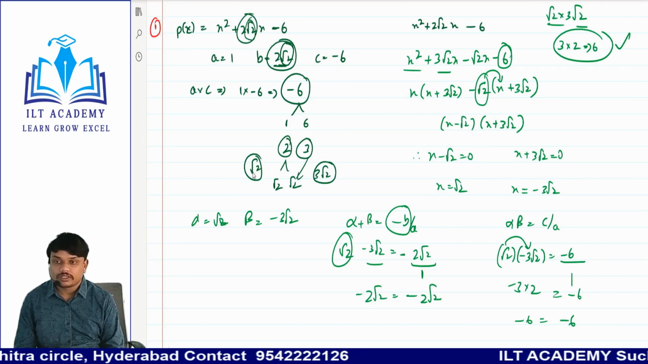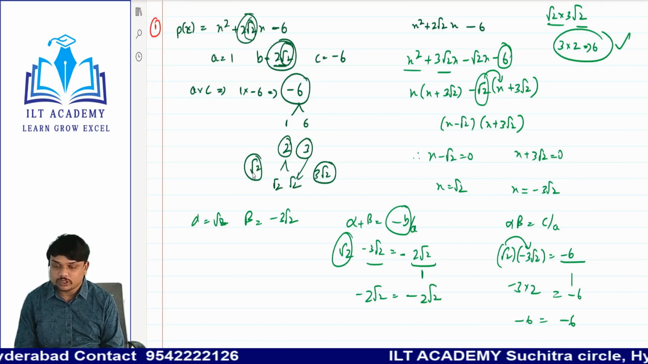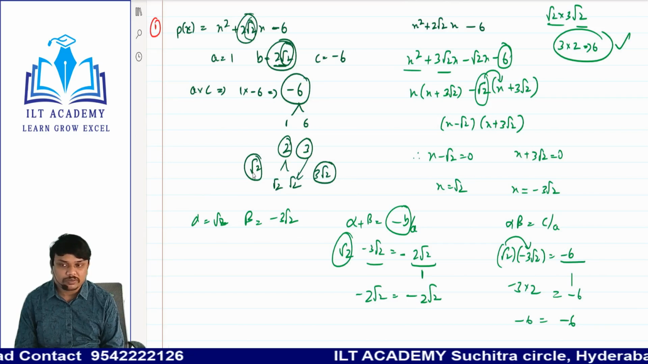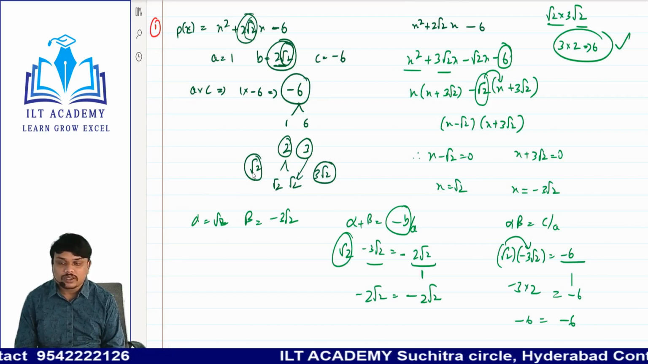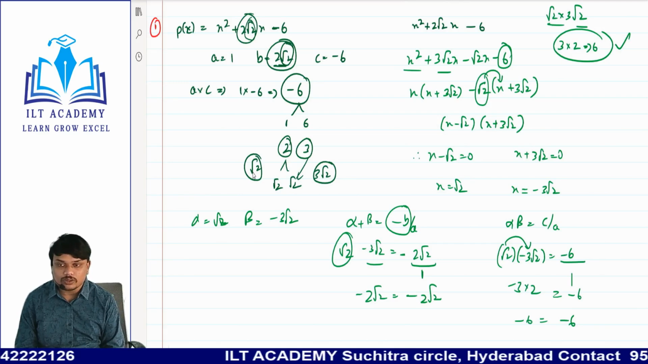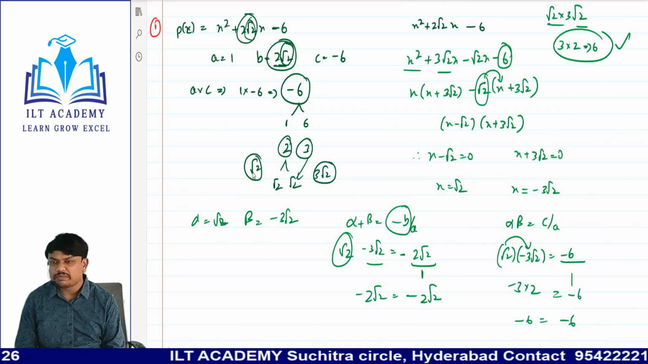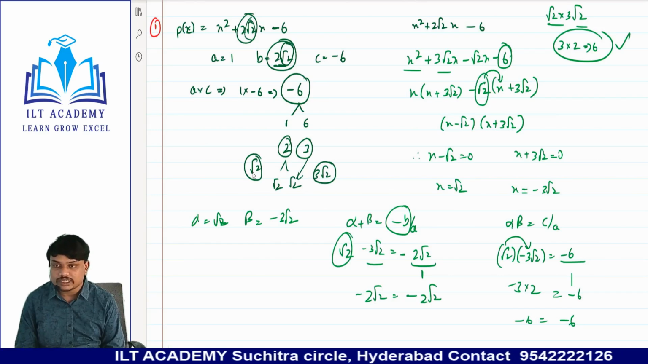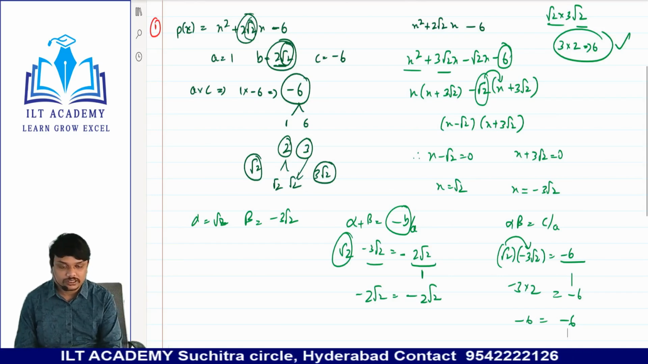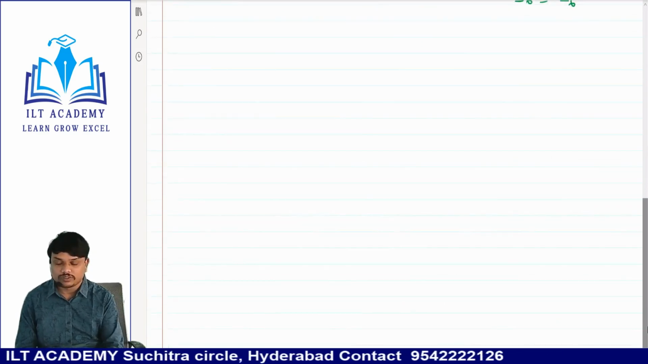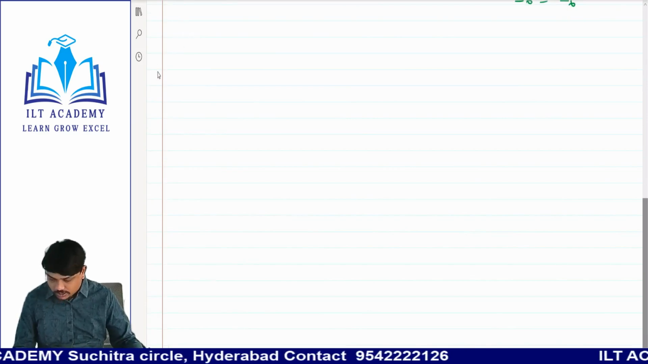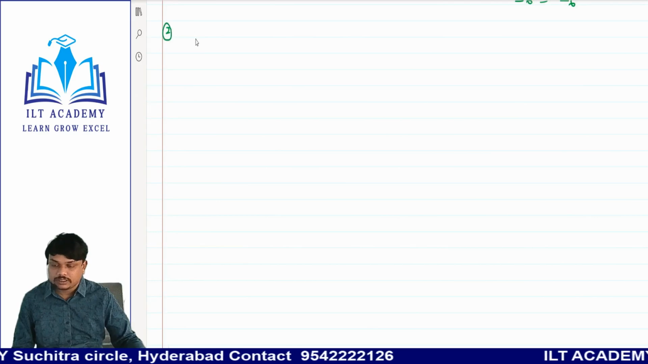Now see, generally when we split the middle term, the middle term number will be a whole number, but this time it is 2 root 2. In this case what we need to do is the same process, nothing new. We should see how to split the root 2. Yeah, this is the thing we need. Now write down the second question.